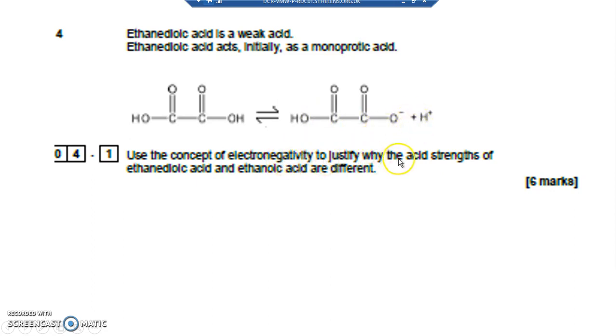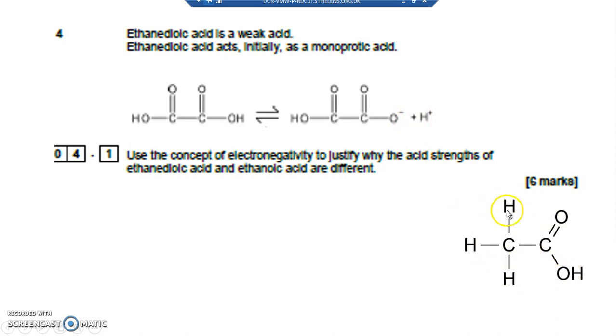Use the concept of electronegativity to justify why the acid strengths of ethane dioic acid and ethanoic acid are different. Well, let's have a look at ethanoic acid. Ethanoic acid hasn't got the rest of this group here. It's got a CH3 group. So again, the OH bond has got to break, and the electrons have got to move onto the oxygen.